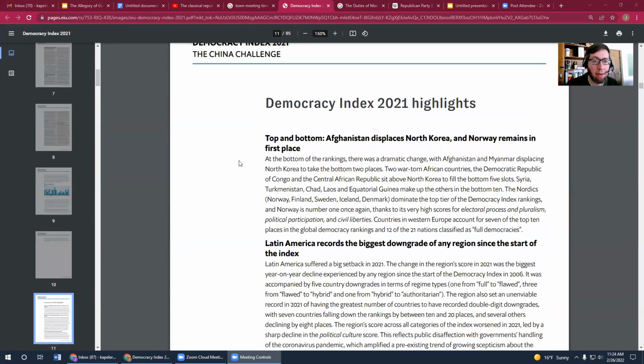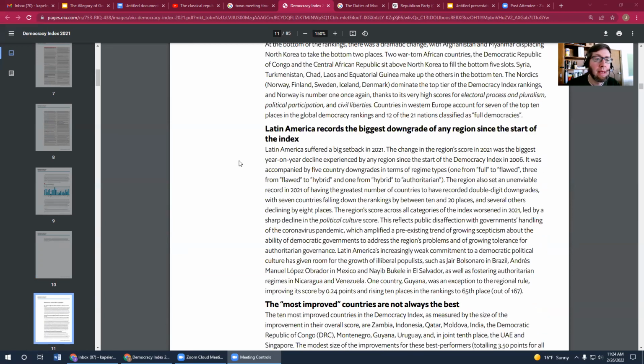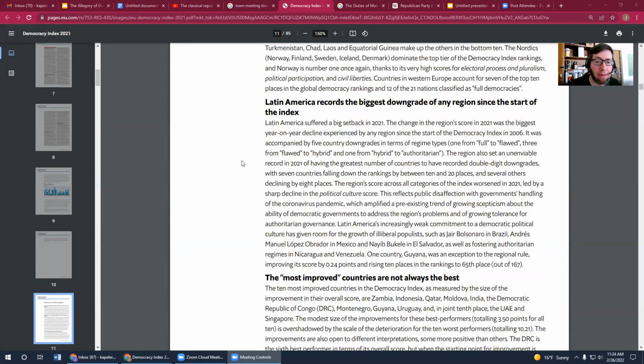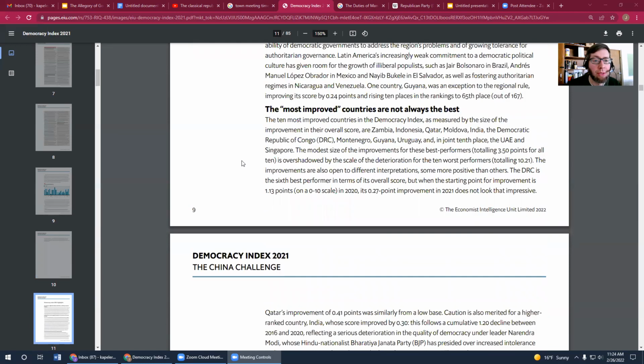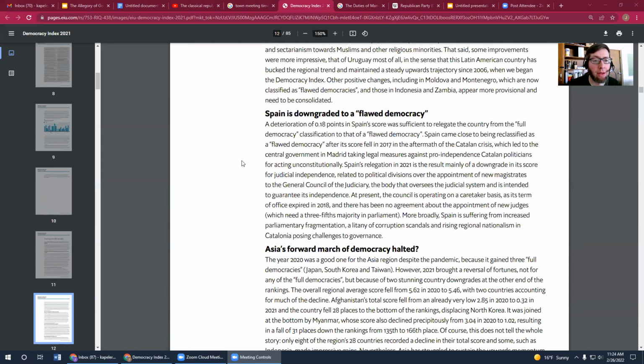Let's go on. Let's see, highlights, top and bottom. Afghanistan displaces North Korea and Norway remains in first place. Latin America records the biggest downgrade of any region since the start of the index. The most improved countries are not always the best. Spain is downgraded to a flawed democracy.